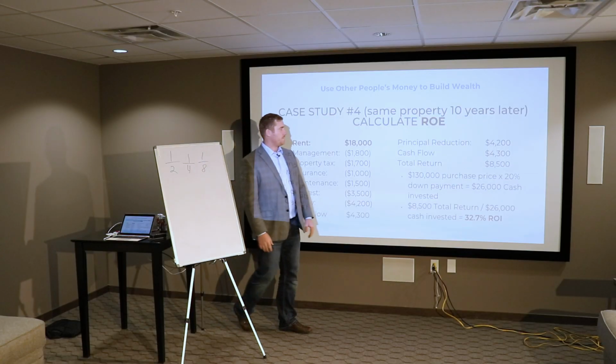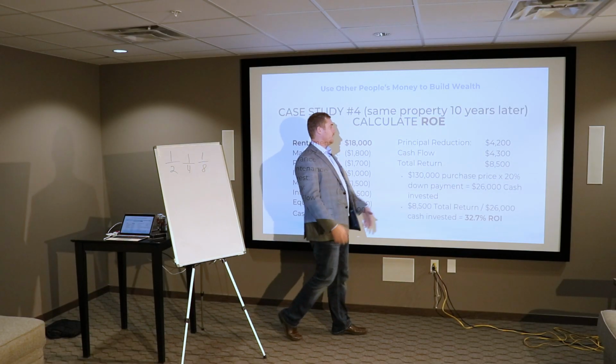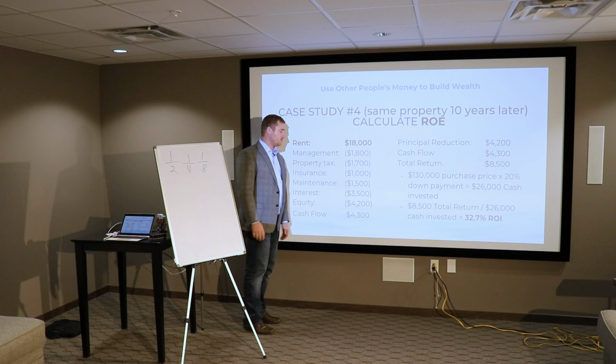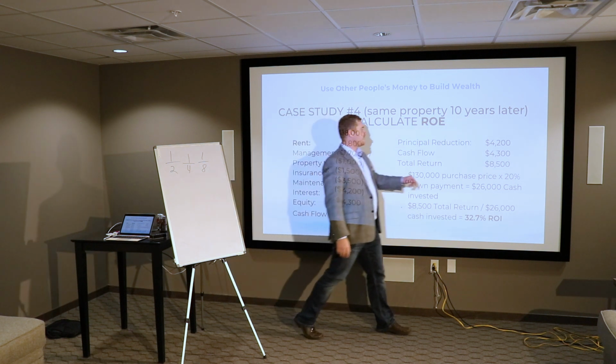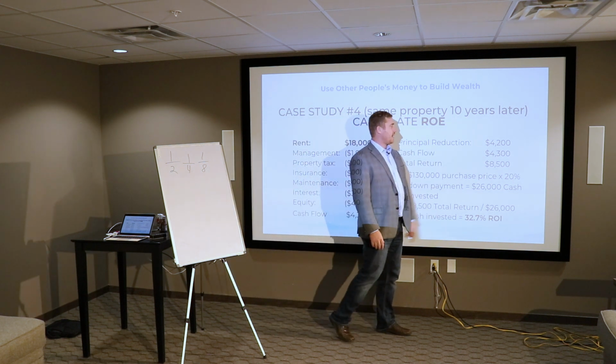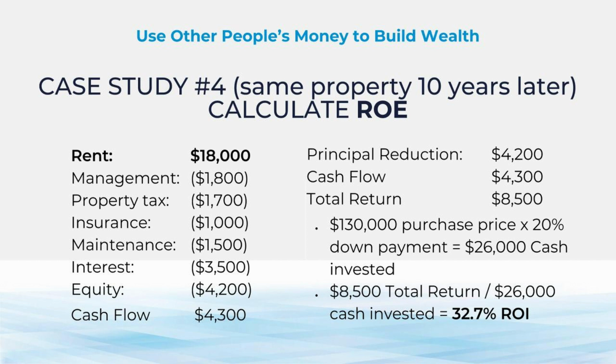Again, our grocery money. What's our principal reduction? Well, $4,200, right? We told you that. That was a giveaway number. Let's add our principal reduction to our cash flow. $4,200 plus $4,300, we end up with $8,500 in benefit, or total return in this case.